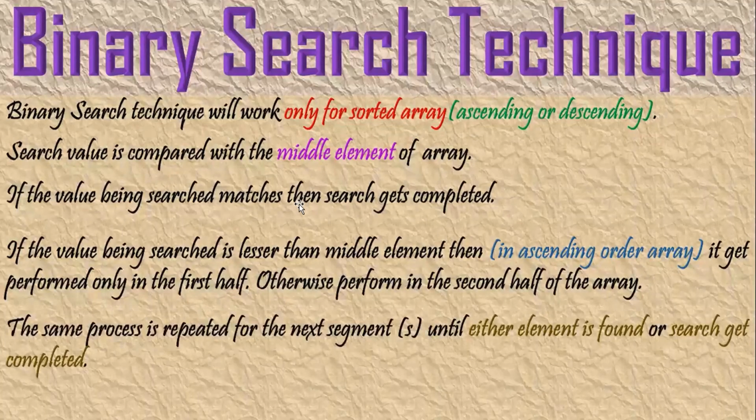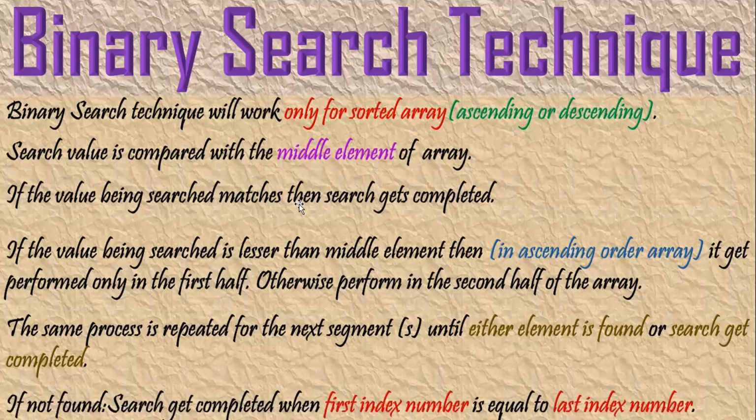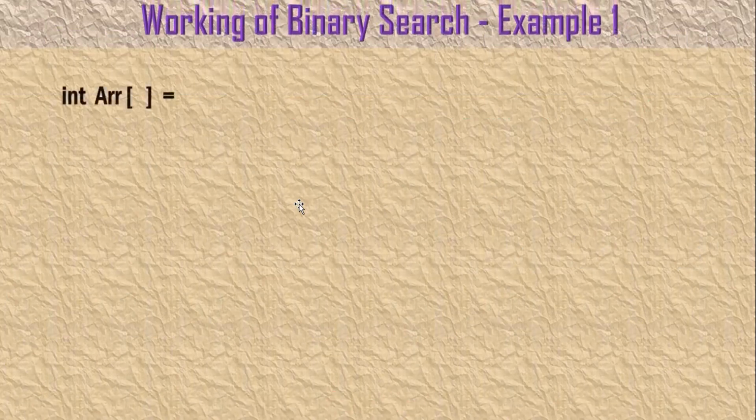This process will keep on repeating until the element is found or until search gets completed. If element is not found, then search will get completed when first index number is equal to the last index number. We will understand this by few examples. Later, once again we will come to this and then we will read.